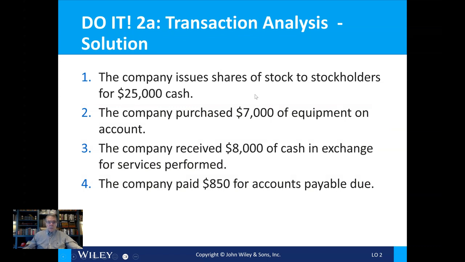The company issues shares of stock to stockholders for $25,000 cash. Okay, so what is that going to impact? Well, that's going to impact cash, number one. So we're going to have a debit of cash, an increase of $25,000, and we sold stock. So we're going to affect common stock, which is under shareholder equity.